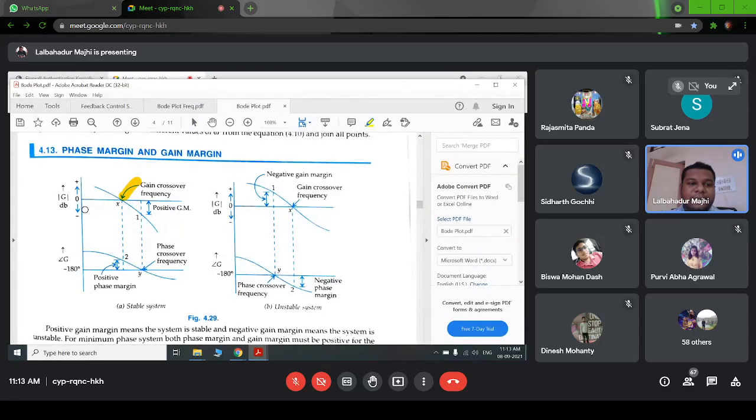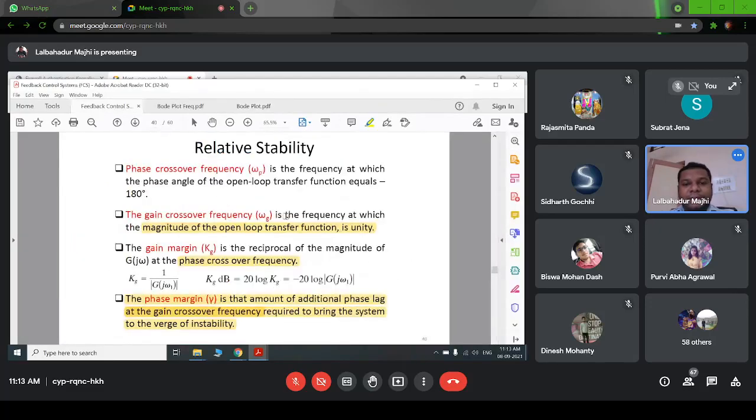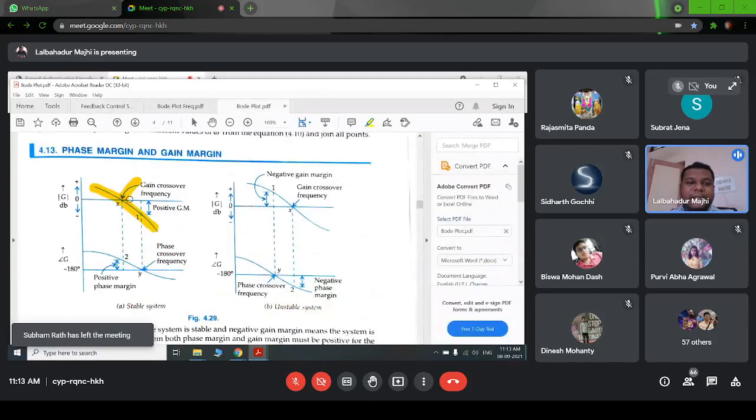From this diagram we can say the frequency at which our magnitude plot intersects the 0 dB axis is known as the gain crossover frequency. But in the definition it is written that it is the frequency at which the magnitude of the open loop transfer function is unity. Here it is intersecting at the 0 dB axis. Can anyone say why?